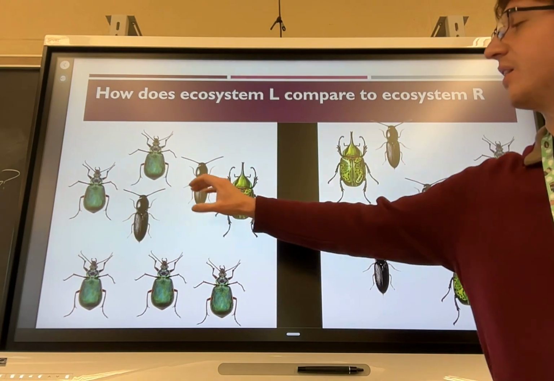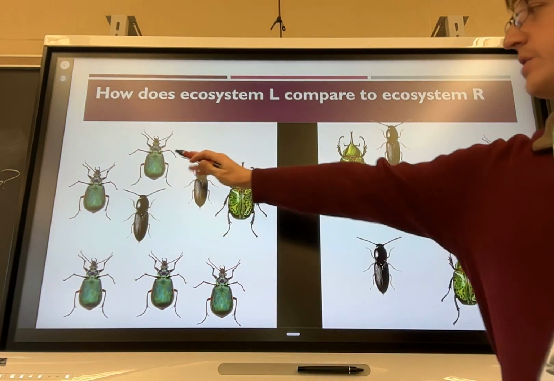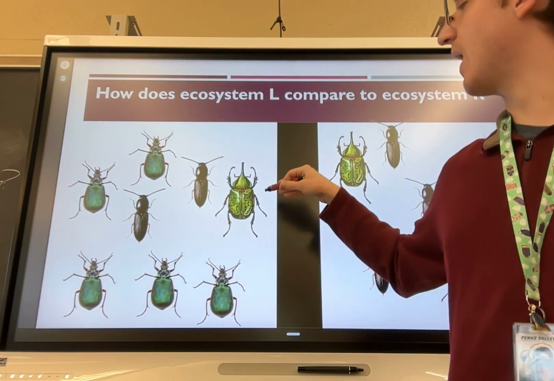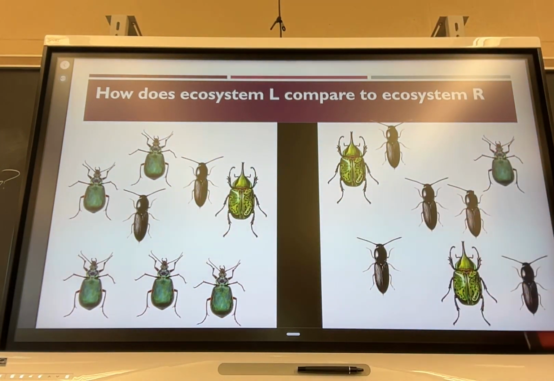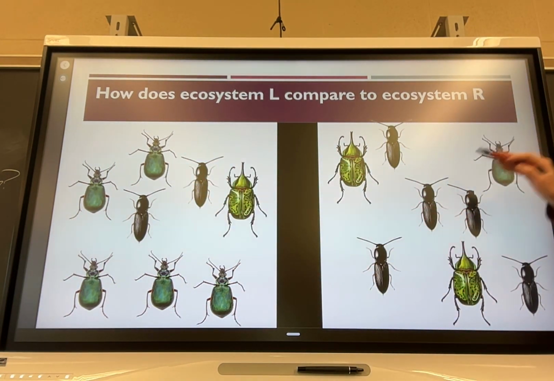On the left, you can see that both of these have the same species. We have this fiery searcher, which is a type of caterpillar-eating beetle. We have darkling beetles, and we have Hercules beetles in both environments. So the richness is about the same. The evenness, on the other hand, is very different. Over here, we have a lot more of these fiery searchers. On this side, we have a lot more of the darkling beetles.